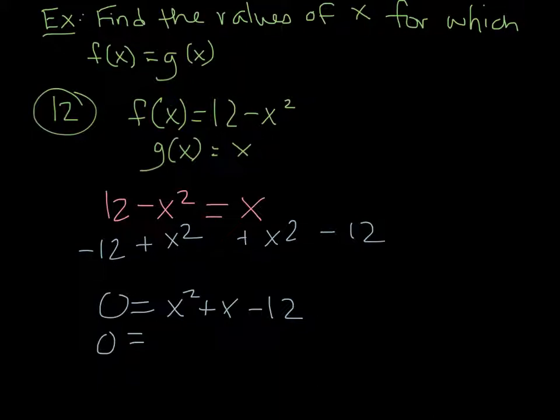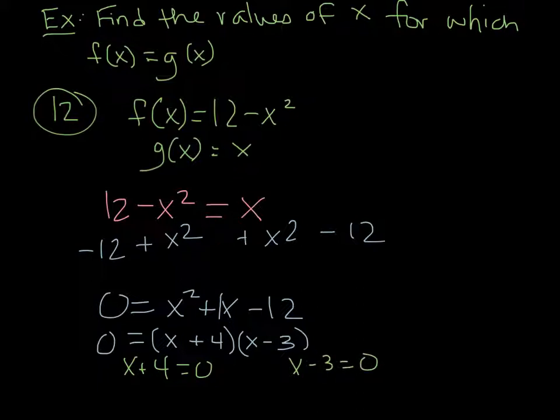So I'm going to factor this, and I need to think of two numbers that multiply to negative 12 and add to 1, which is going to give me positive 4 and negative 3. My last thing I need to do is set each of these factors equal to 0. That gives me x equals negative 4 and x equals 3, and that's my answer for this.